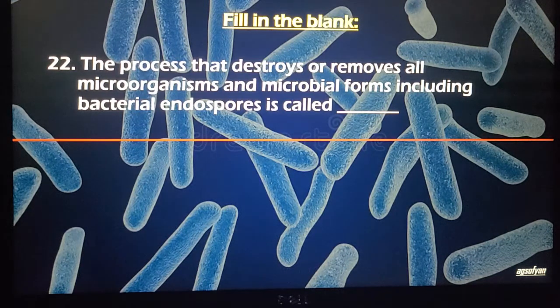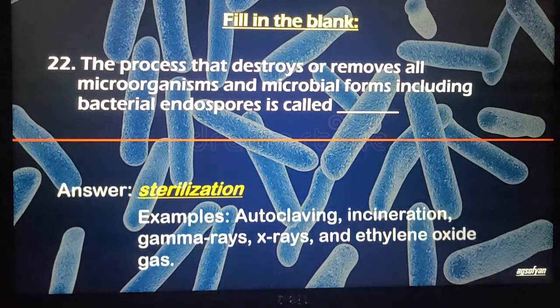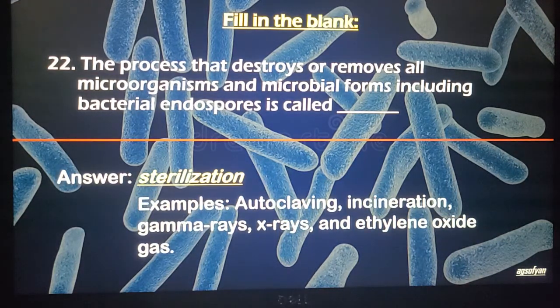Number 22, fill in the blank. The process that destroy or remove all microorganisms and microbial form, including bacterial endospore, is called. Write your answer. Yes, this is sterilization. Okay, so this is sterilization. Examples are autoclaving, incineration, gamma rays, X-ray, and ethylene oxide gas.